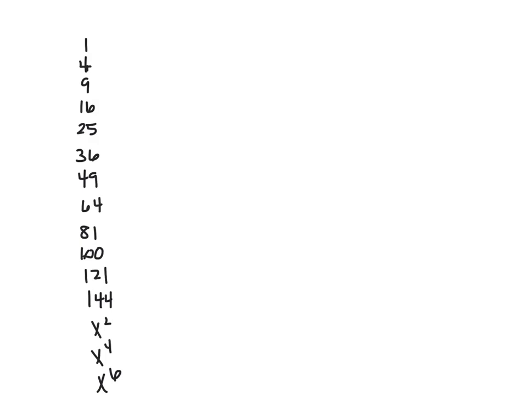Okay, on our perfect squares list, this time at the bottom, I did put the perfect squares with variables just to kind of remind you that if it has an even exponent, it is a perfect square. So let's take a look at our first problem. We're going to reduce the square root of 12, x squared, y to the third.